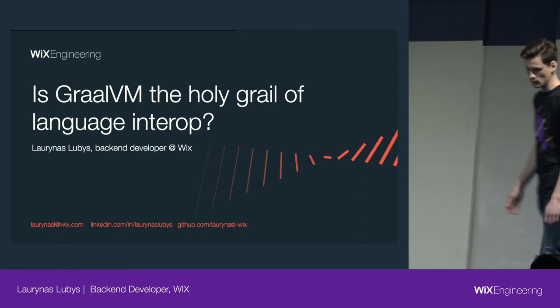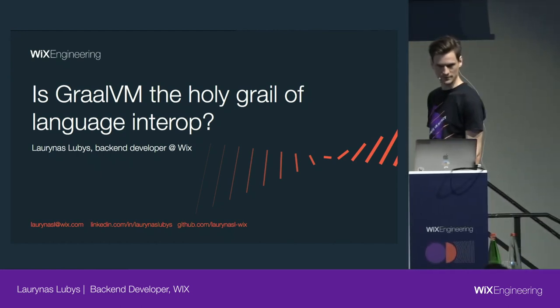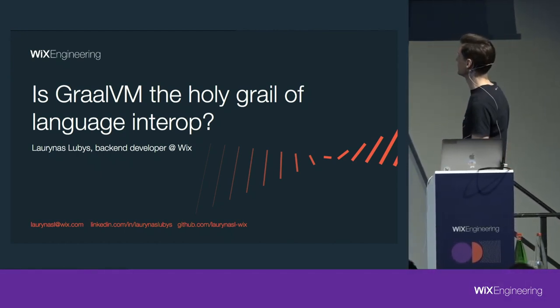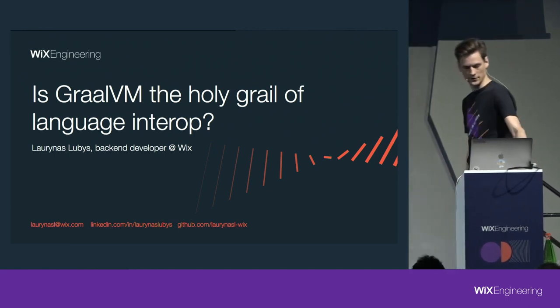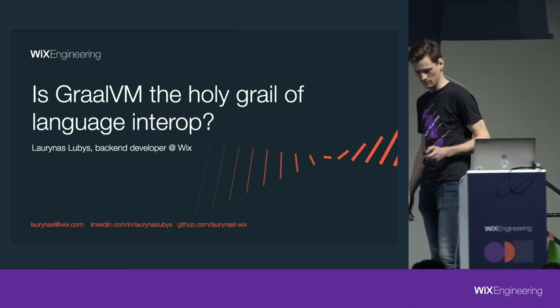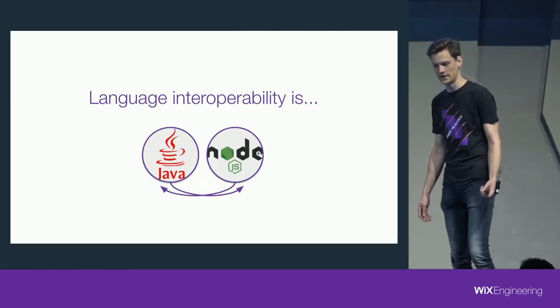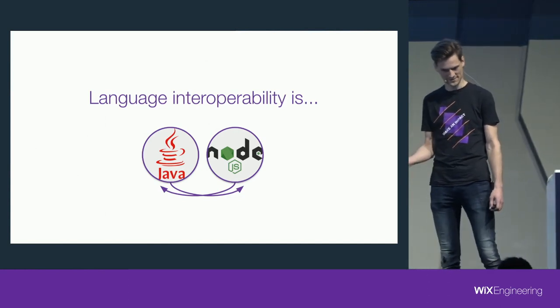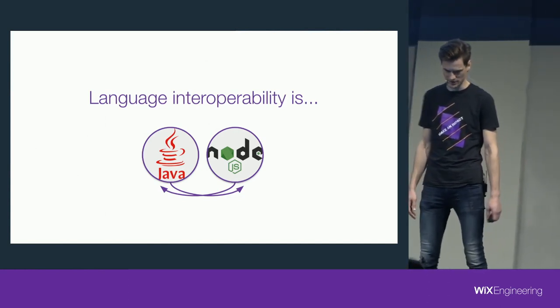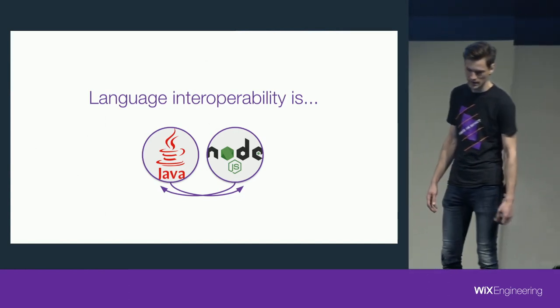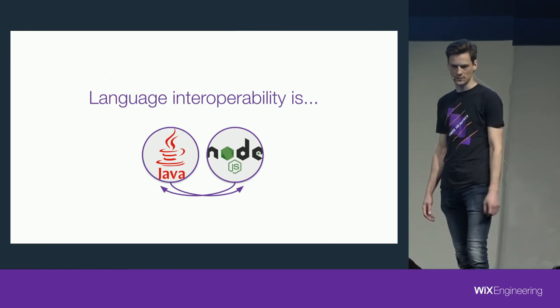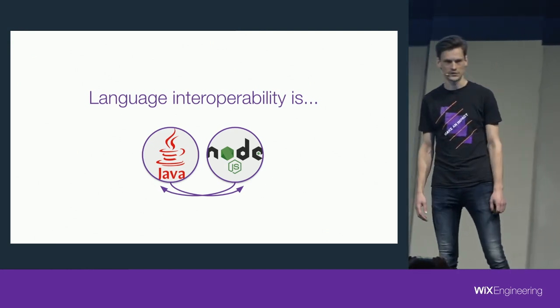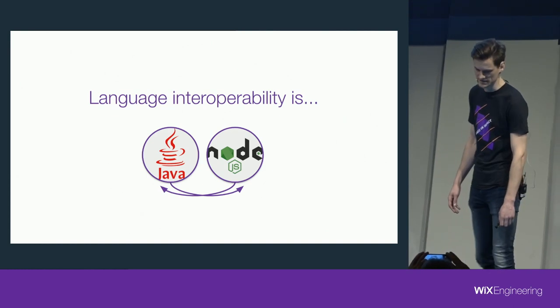So what are we going to do in this presentation, and what are you going to hear here? We're going to try to answer the question, is GraalVM the holy grail of language interop? So first of all, what is language interoperability? I will refer to it as interop, because that's just way easier to say. Language interoperability is the capability of two different languages to interact natively as part of the same system.